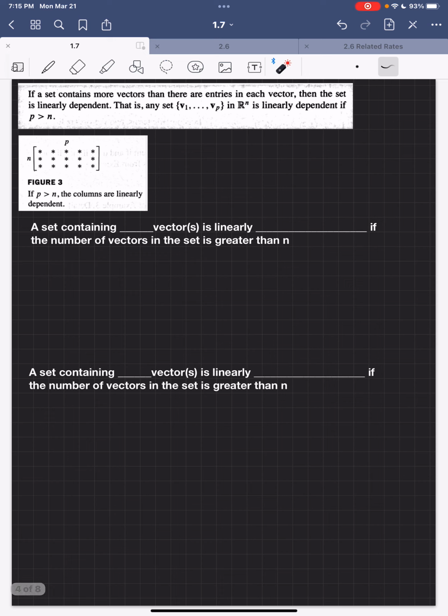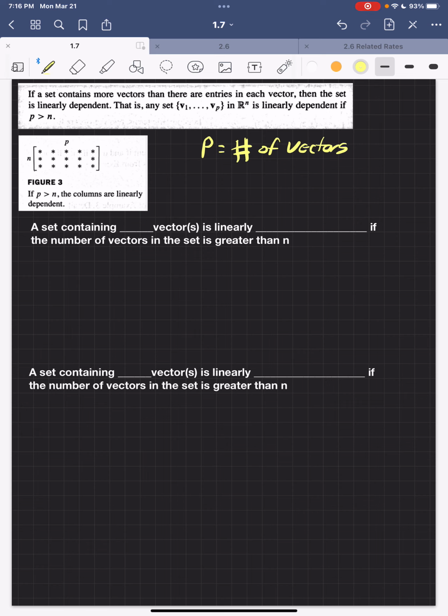Okay, so to generalize this, because we've talked about sets of one vector, 2 vectors, etc. What we're going to do is try to generalize this statement. So to make sure you understand what this is saying, we're going to let P be the number of vectors. Right? So P is the number of vectors.